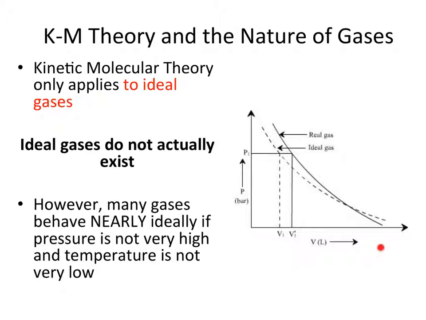Once again, this KMT only applies to ideal gases, and ideal gases do not actually exist. You can see here a little bit of comparison between a real gas and an ideal gas. Some do behave very ideally, but there is some deviation in their actual behavior. It also depends on the conditions, namely pressure and temperature. Keep that in the back of your mind: they don't actually exist, but some of them act very, very similarly. Because of this, it makes our lives a lot easier.